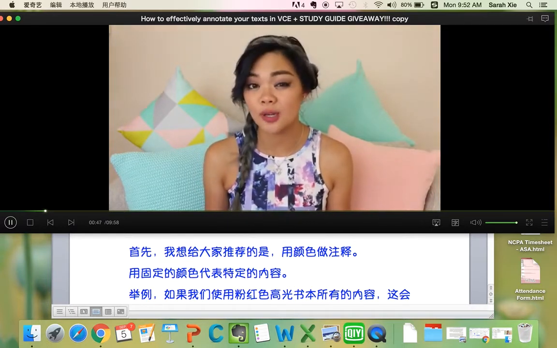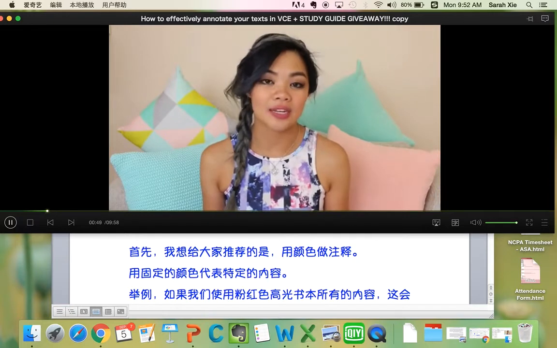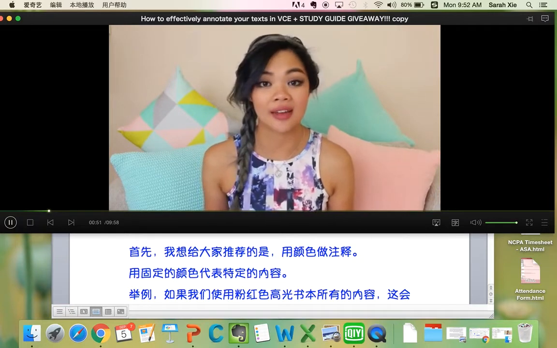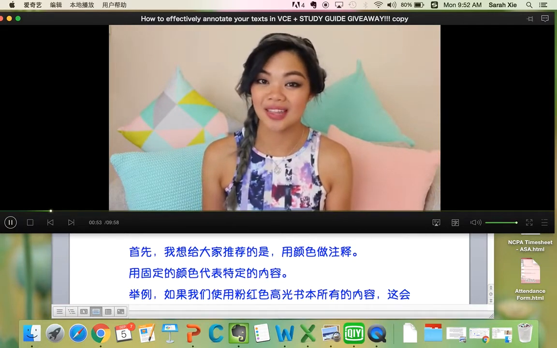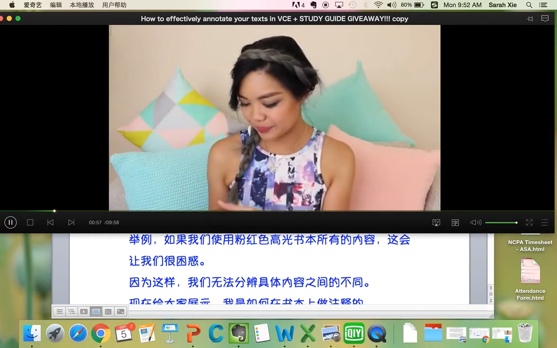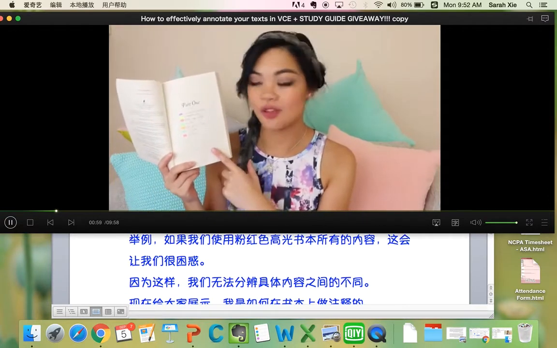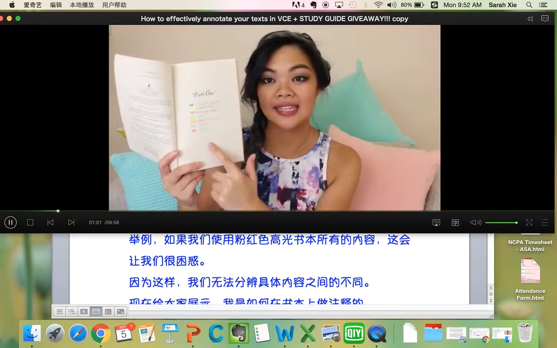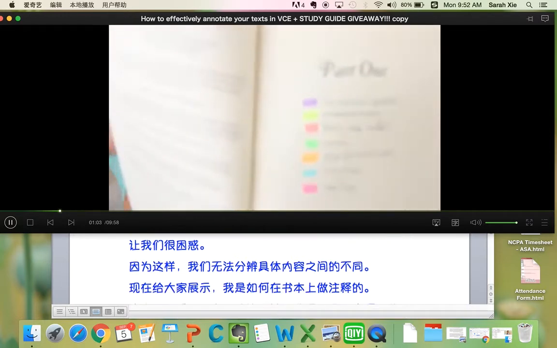You could do it in an alternative way. You can colour according to characters, to particular events, but I just like to do it according to themes. So I'm going to show you my Brooklyn one, for example. You can see within the first few pages of the book that I've written down a list of themes and the corresponding colours with them.